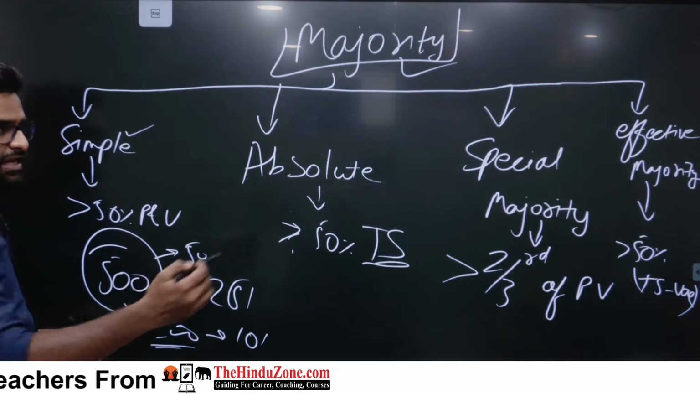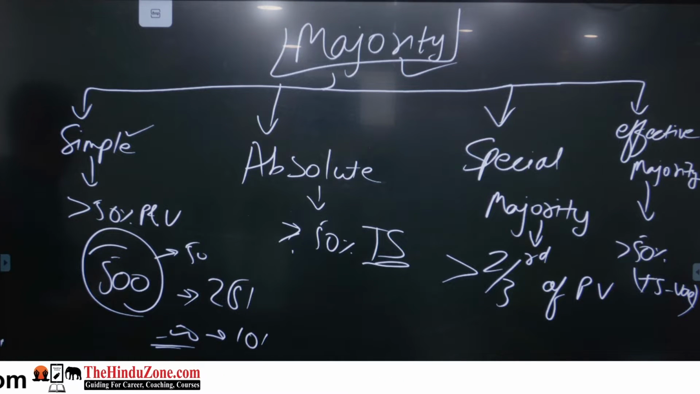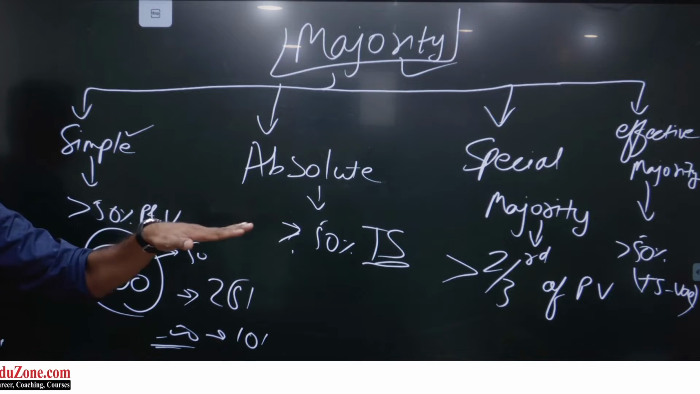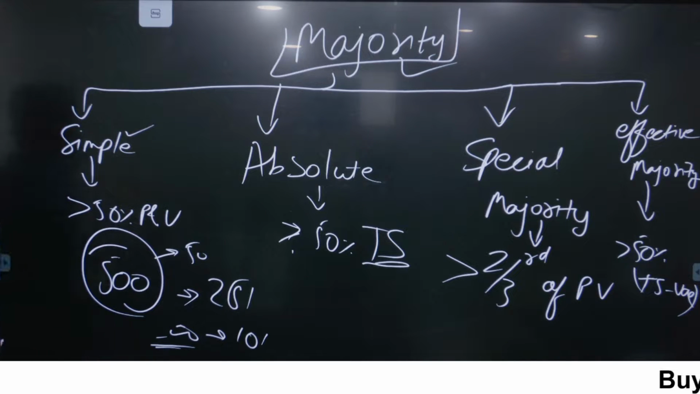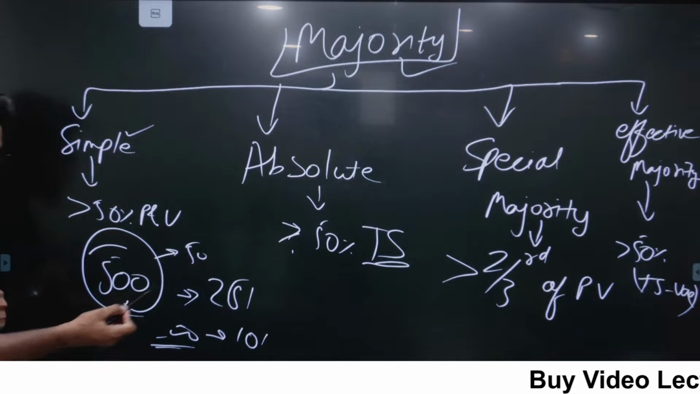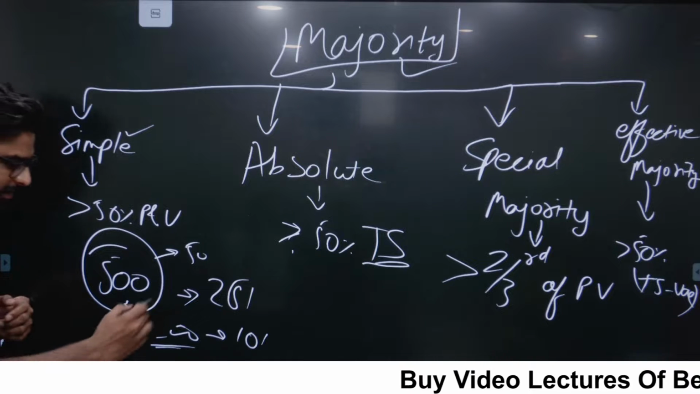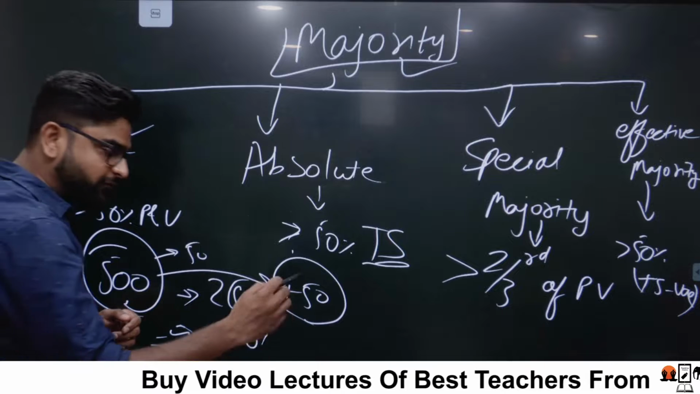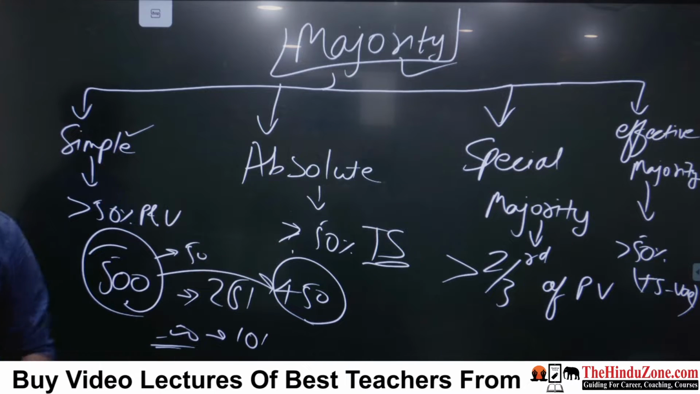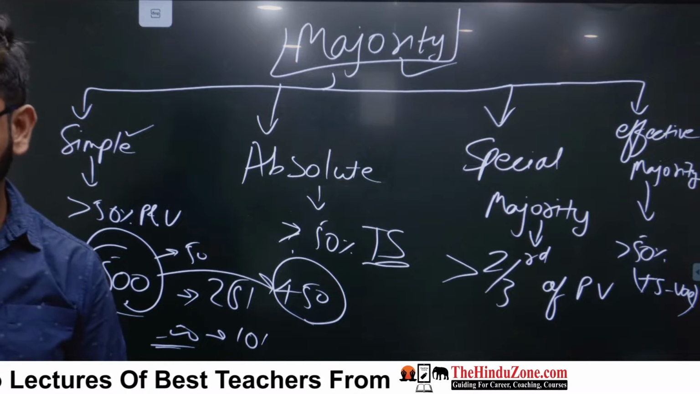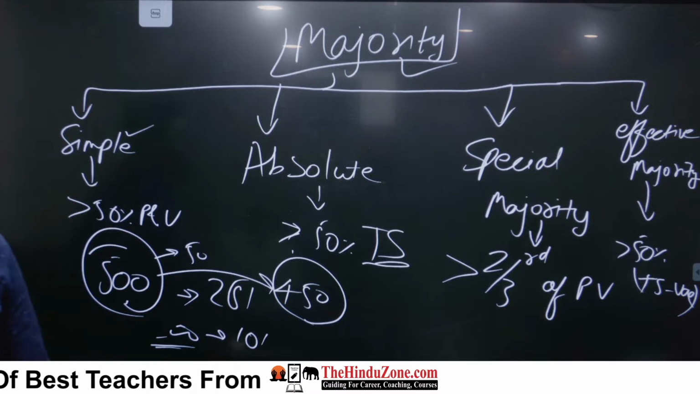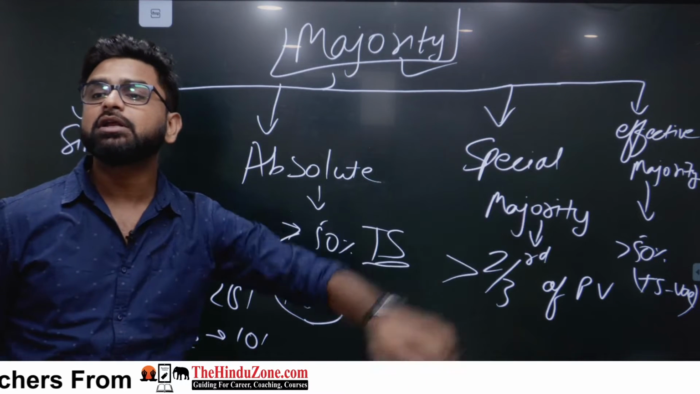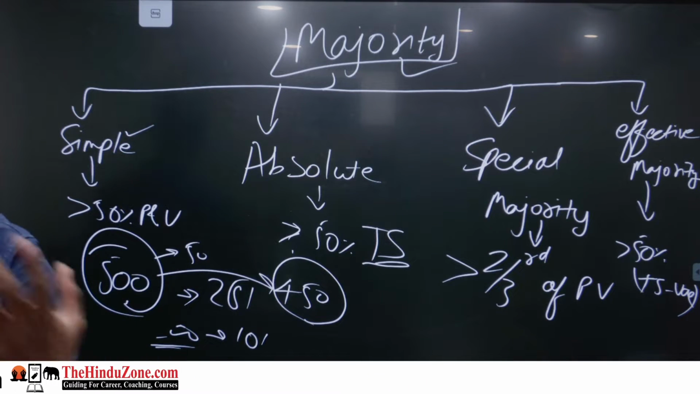So what is the effective strength of the house? See, majority is different. What is the effective strength of the house? It is total strength minus vacancies. So, it will be 450. Now I want more than 50% of 450. That is 226. Clear? So these are four kinds of majority used in the constitution for different purposes.